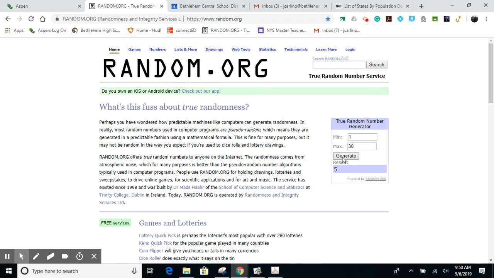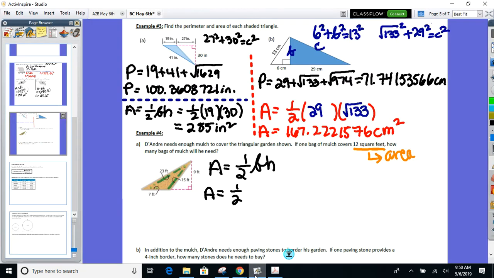Base and height of his garden. 9 for the height. Drawn to a base of what on the garden? 7. There we go. So the area is going to be 31.5 square feet.